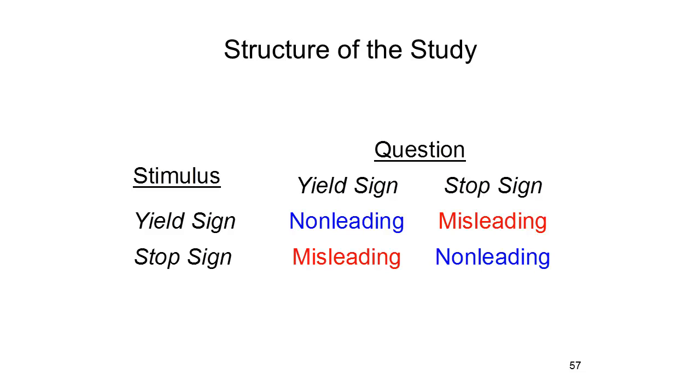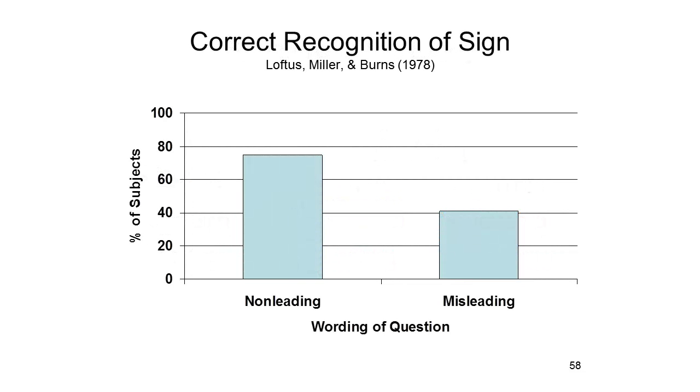For the subjects who actually saw a yield sign, the question assuming a yield sign is not a leading question because there really was a yield sign. But the question assuming a stop sign is a misleading question because it assumes something that wasn't true. And the reverse holds for those subjects who saw the stop sign. And here are the results of the study.